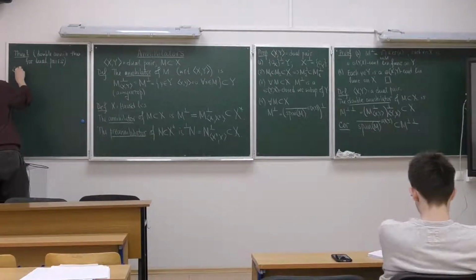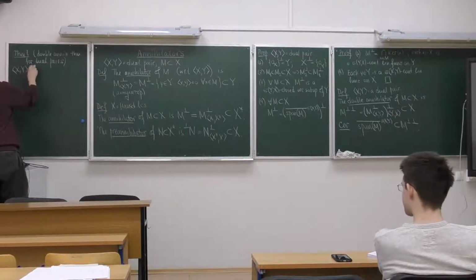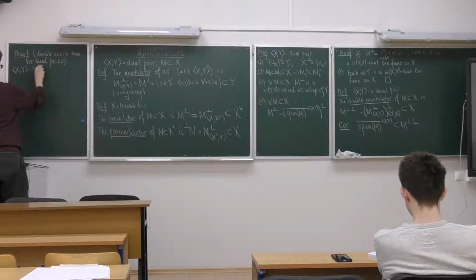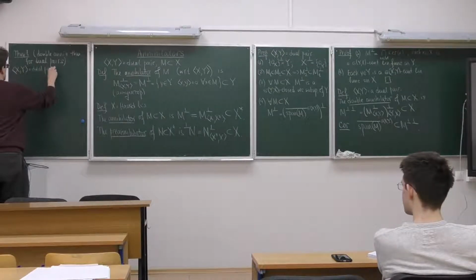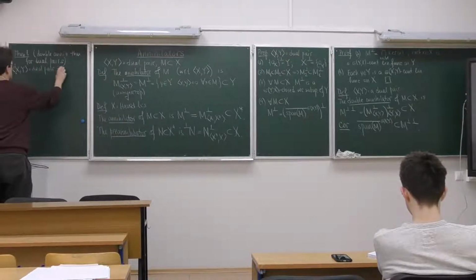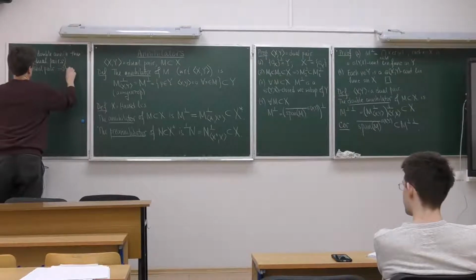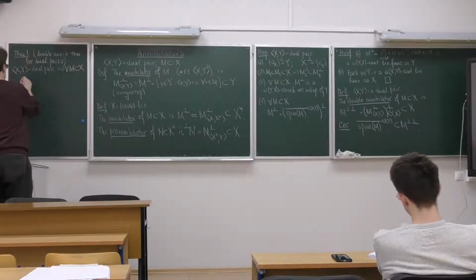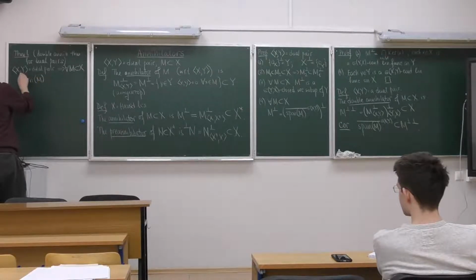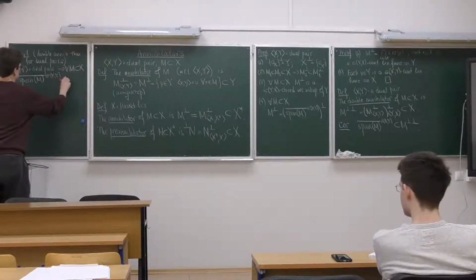So if we start with a dual pair, (X, Y), then for each subset M in X, the following equality holds. The weak closure of the linear span of M is equal to the double annihilator.